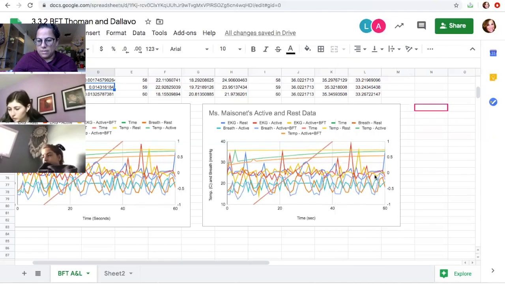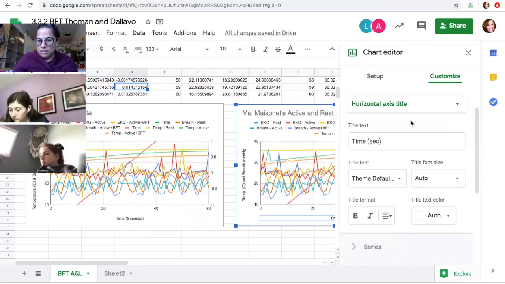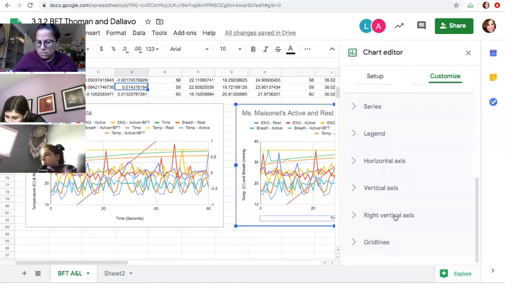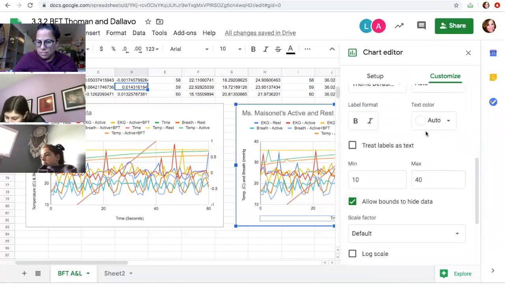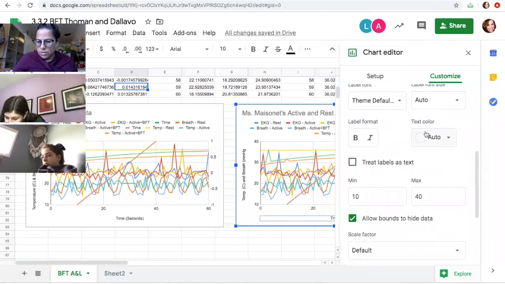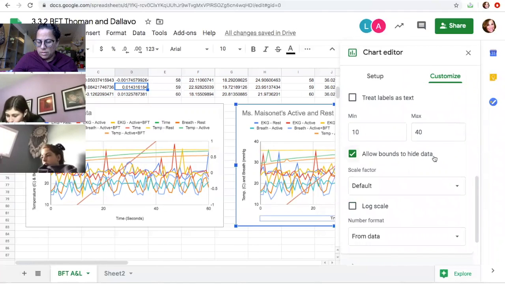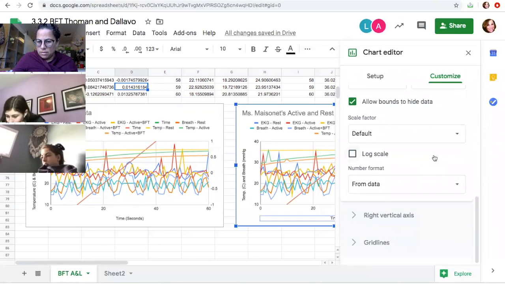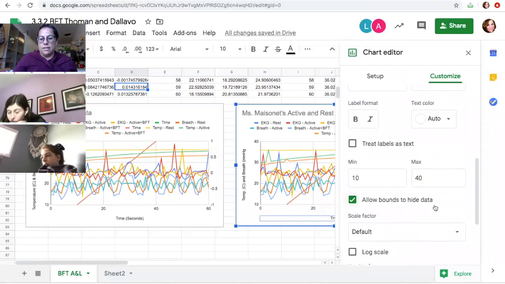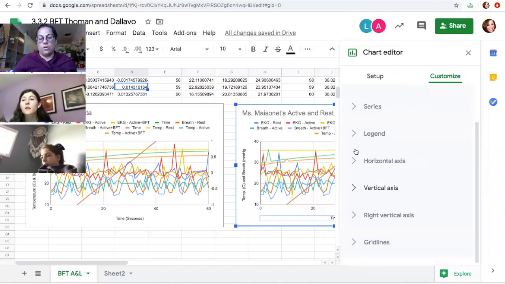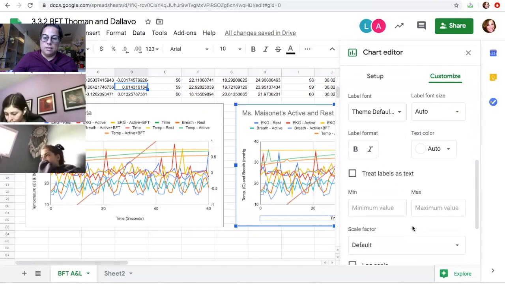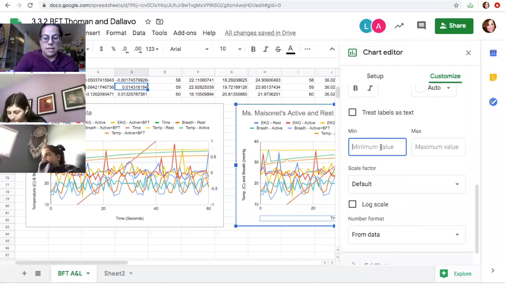Hold on, I think I have to get out of it for a second. Why don't you have that option? Oh, I'm sorry. See where it says, okay, you clicked on vertical axis. Underneath it, there's another one called right vertical axis. Then scroll down. Minimum is -1, maximum is 2.